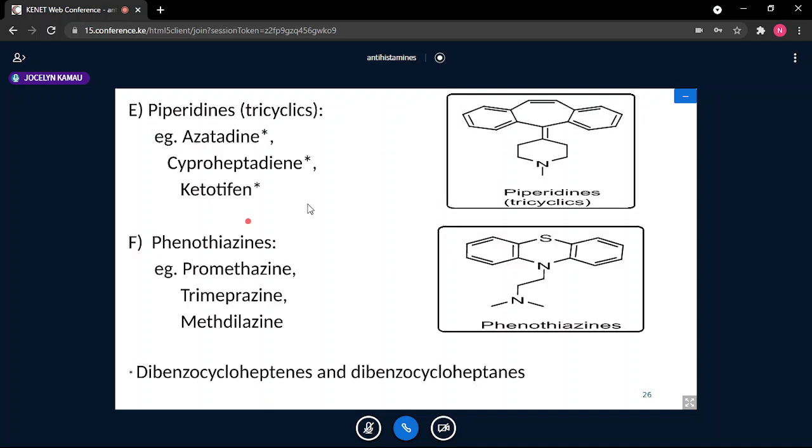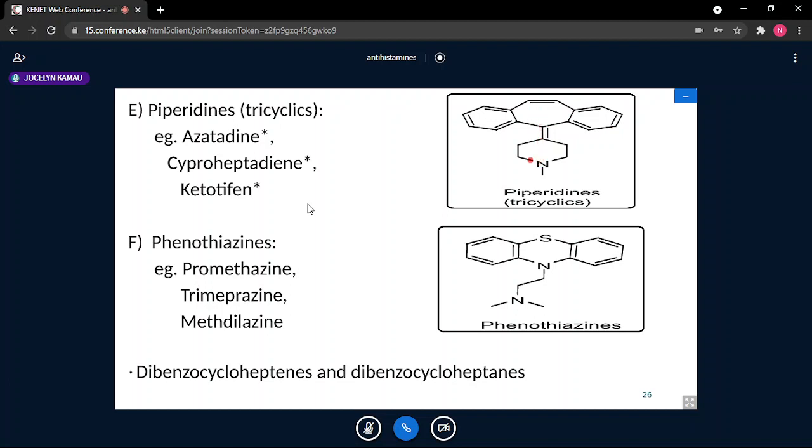Then we can also have the piperidine derivatives. All we are doing here is just changing the ring. If you look at the piperidine derivatives, these are now tricyclic: ring 1, ring 2, ring 3. When these three rings are fused together, they are tricyclic. So these are tricyclic derivatives of piperidine rings, because you can see, again, they are joined.